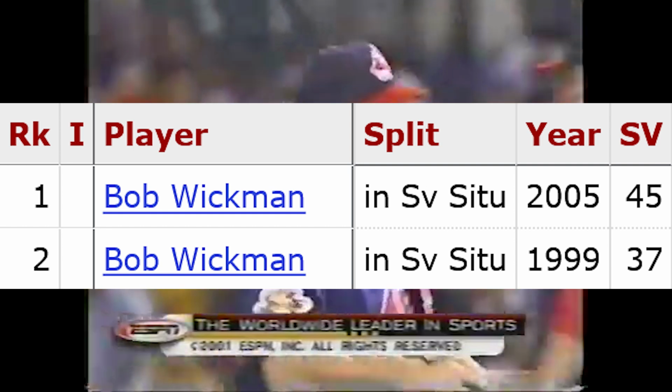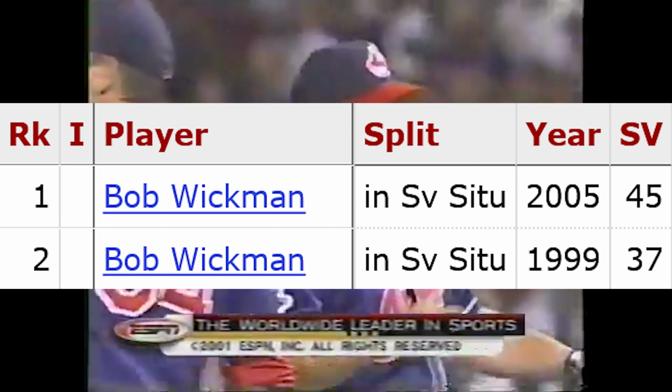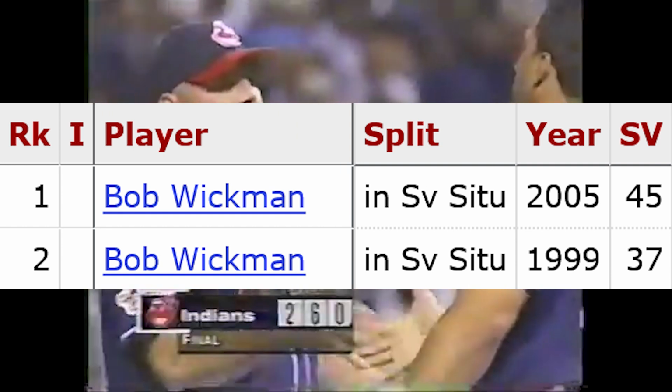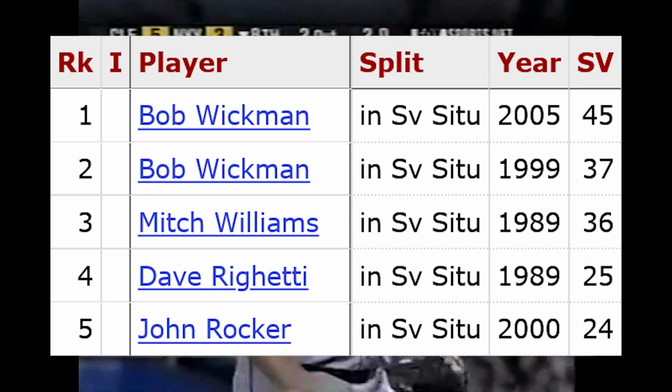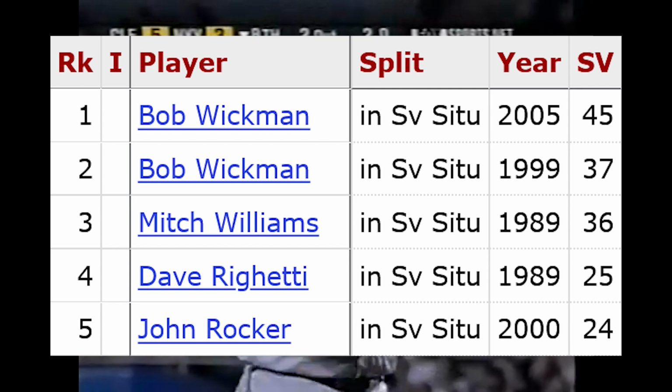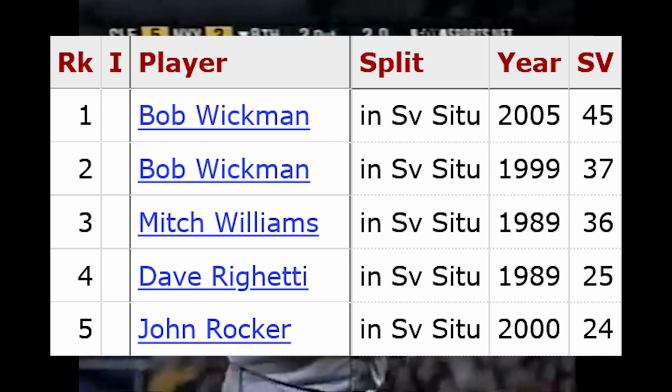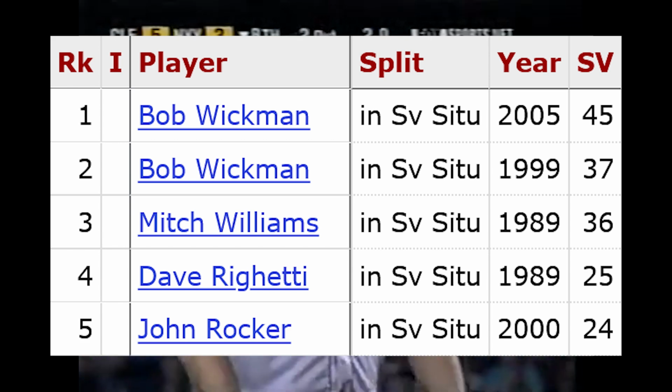That second place player is Bob Wickman of the 1999 Milwaukee Brewers. Yes, you heard that correctly. Wickman didn't just do it once, he did it twice. Here's the top 5 leaderboard, where there's only a single pitcher that's within 20 of the record. I am in no way surprised that Mitch Williams is the only one within 20, but that's beside the point.